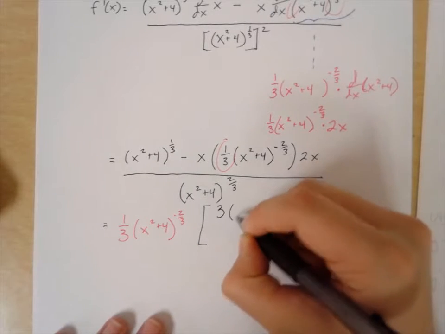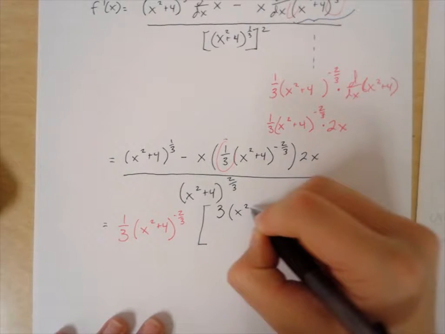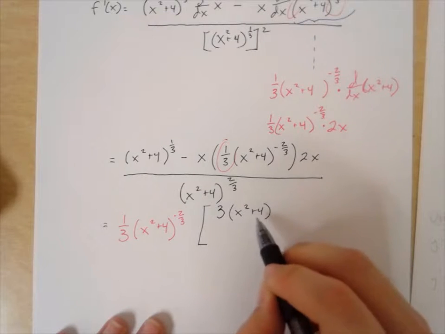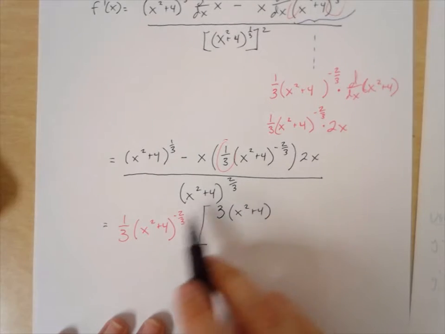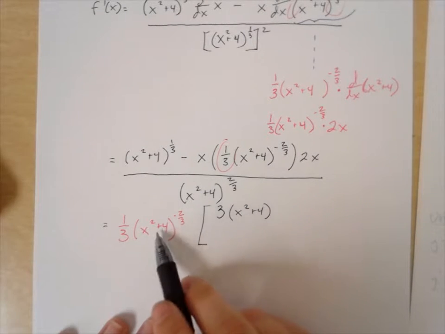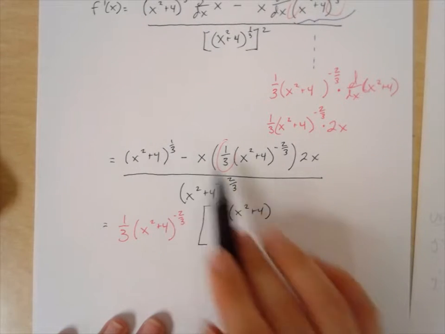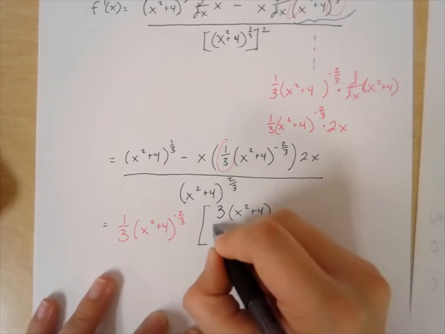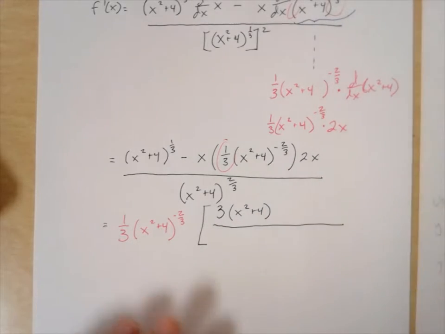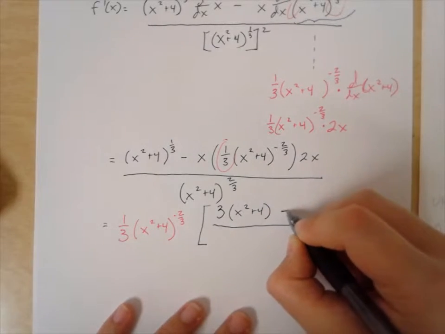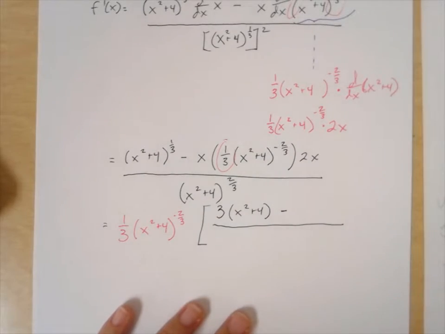So what I have then is x squared plus 4 to the 1, or just x squared plus 4. And again, that works because when I multiplied these two binomials together, I would get x squared plus 4 to the 1/3. And this is the top of my fraction. And then I get to say minus 2x squared.